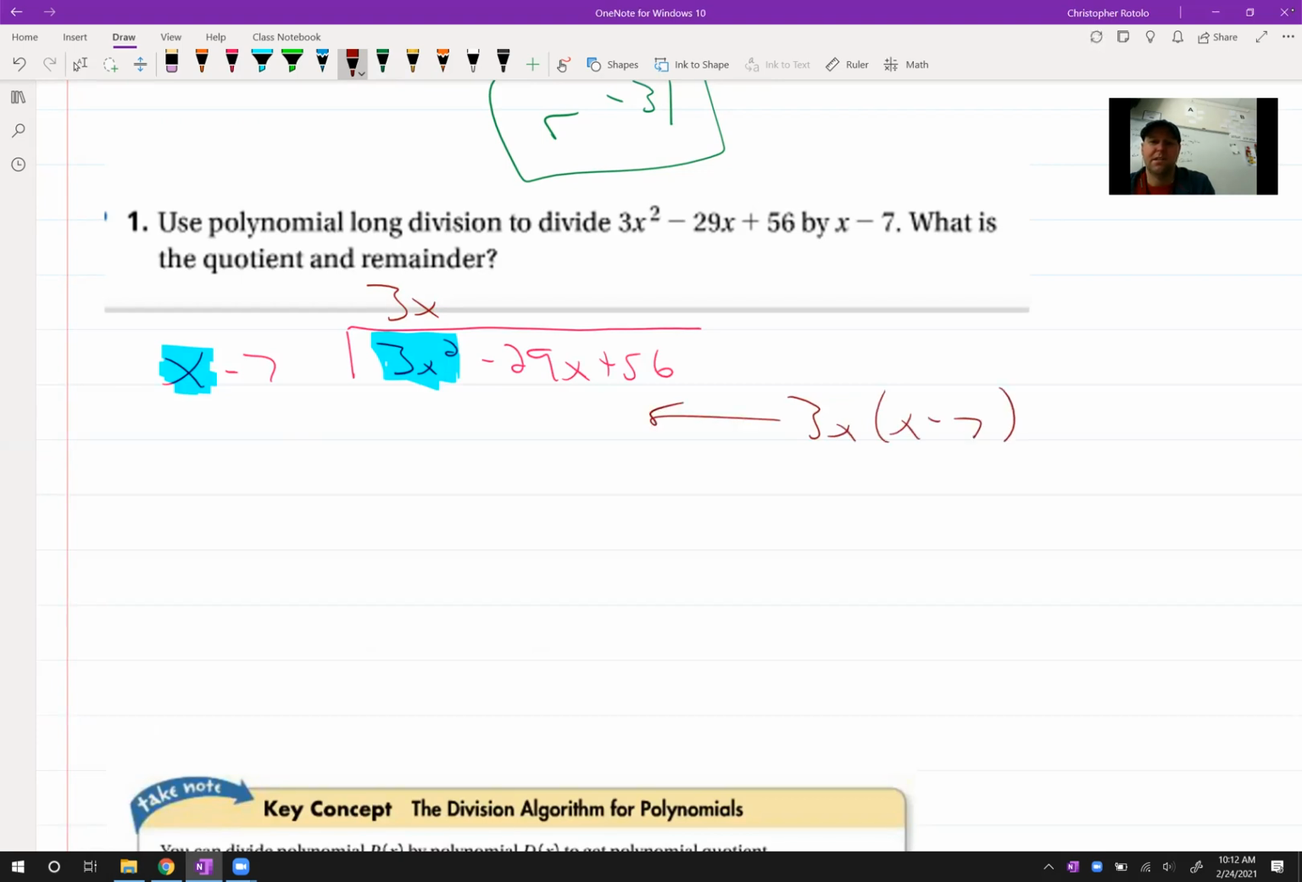We're going to put that in the second line. Here we go. Distribute 3x squared. That means I did something right. Distribute negative 21x. All right. And subtract. Whoa, whoa.